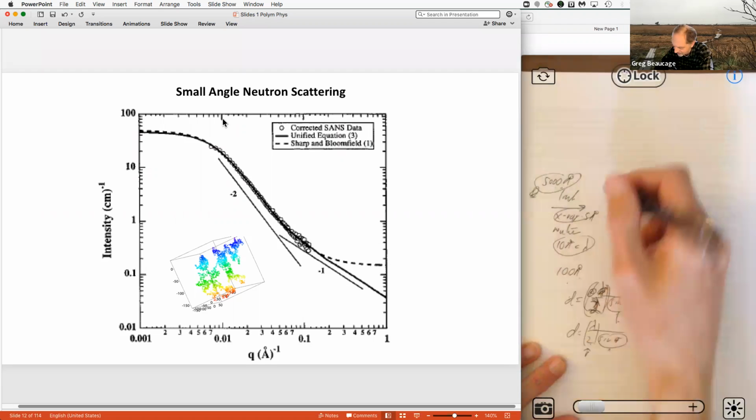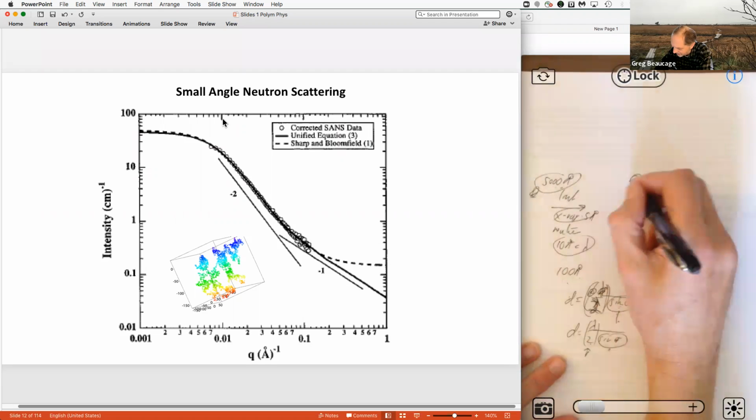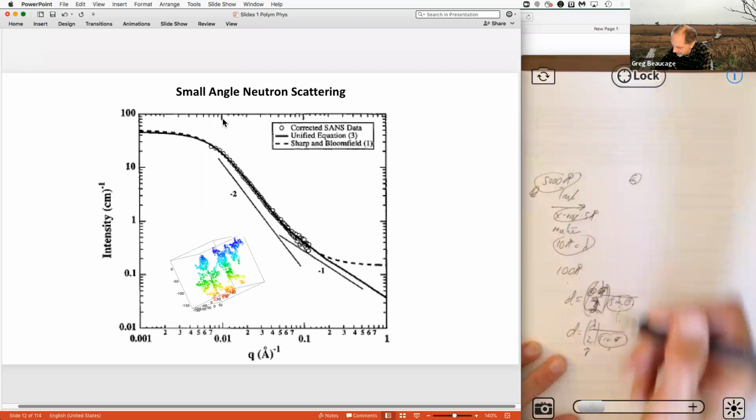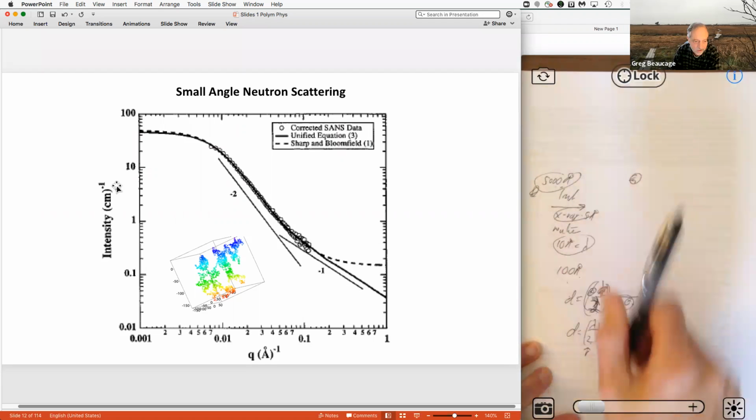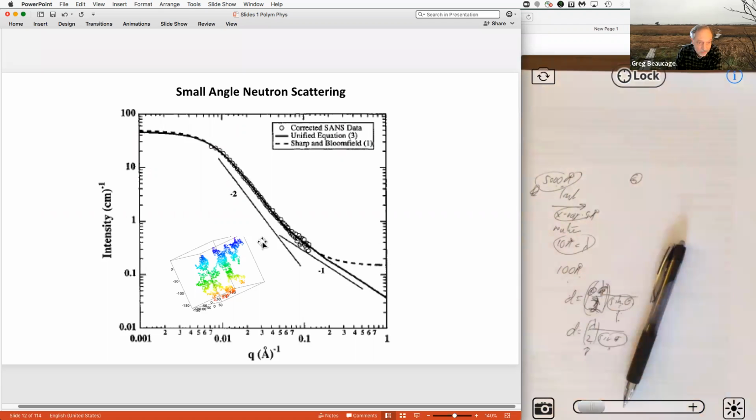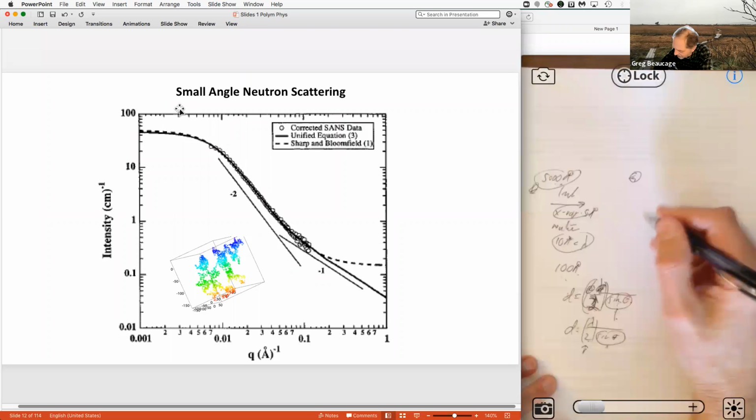What you can get is just the overall size of the chain, like what's the size of the chain. Right? X-rays and neutrons, you can actually measure the internal structure, and this is neutron scattering for a polymer chain and what you see. So it's the log plot again. So slopes mean something about the structure.